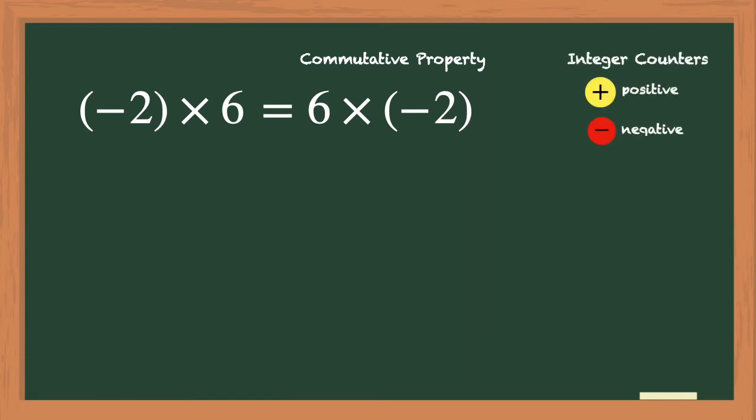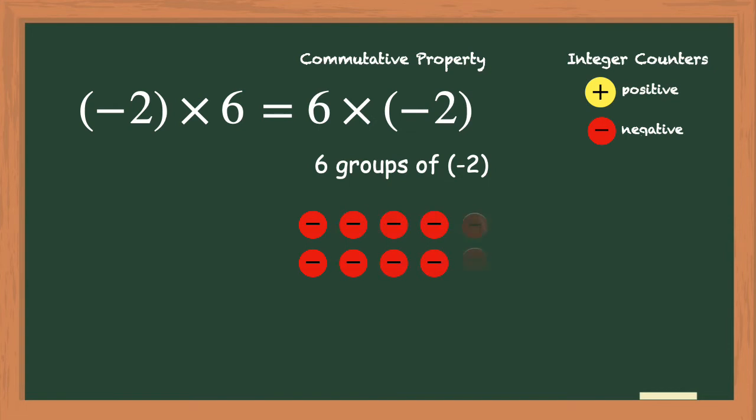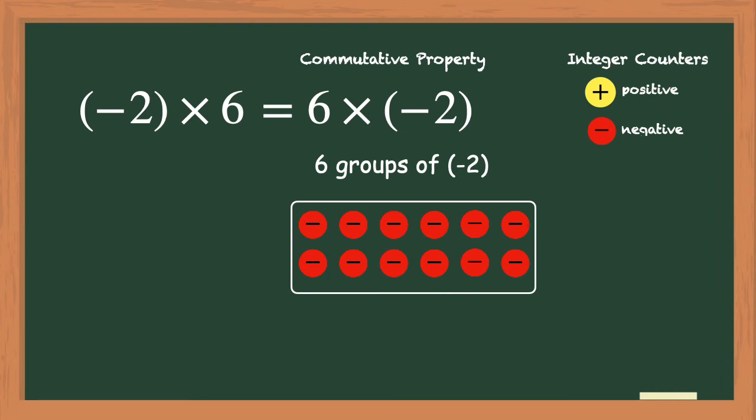So we need to show 6 groups of negative 2. So here's the first group of negative 2. The second, the third, the fourth, the fifth, and the sixth group. So just like in the last problem, all that is left to do now is to count the number of red counters, and you can easily see your answer of negative 12.